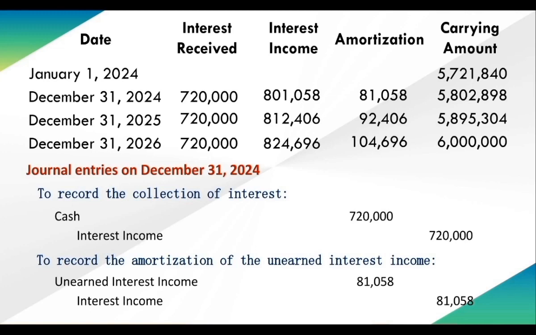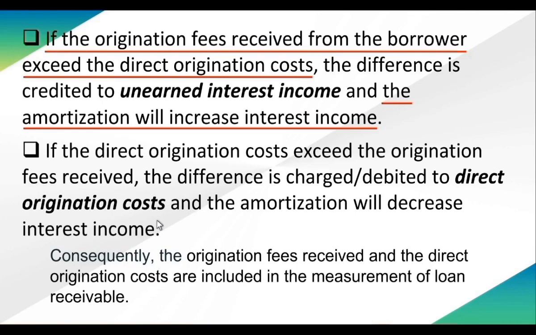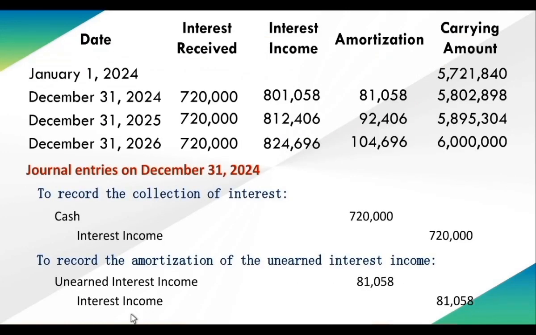Notice that the total interest income for 2024 is not just this 720,000 received from the borrower, but also this amortization of 81,058. In other words, the amortization increases the interest income, as we learned from this previous slide. If the origination fees received from the borrower exceed the direct origination cost, the amortization will increase interest income. And to increase interest income, we have to credit it.